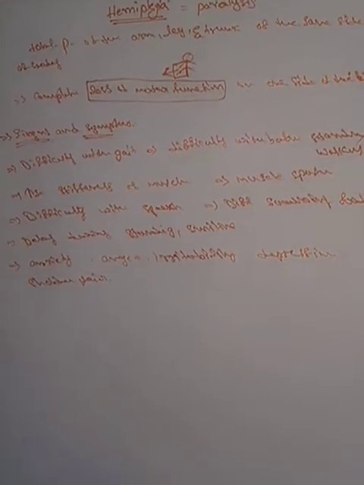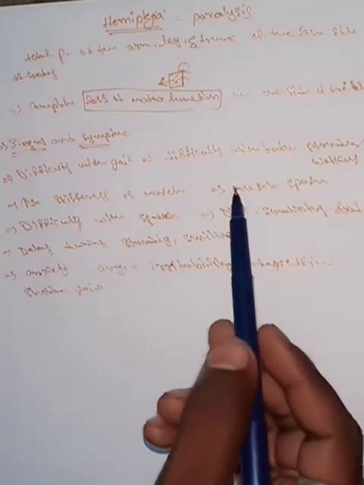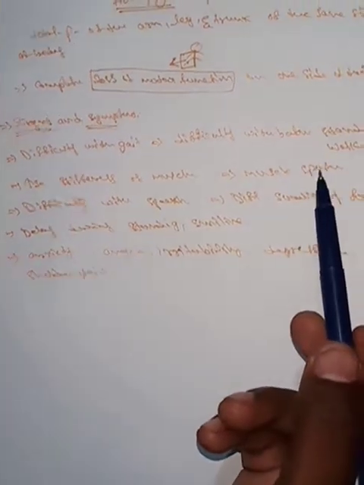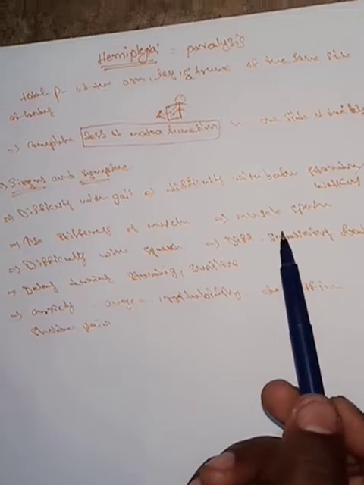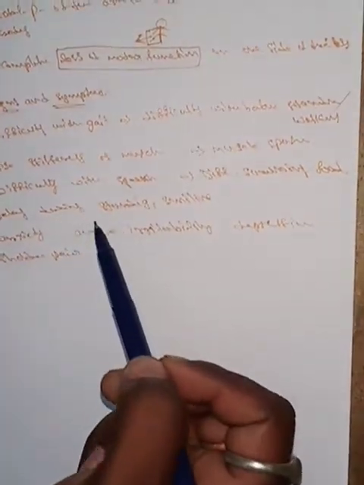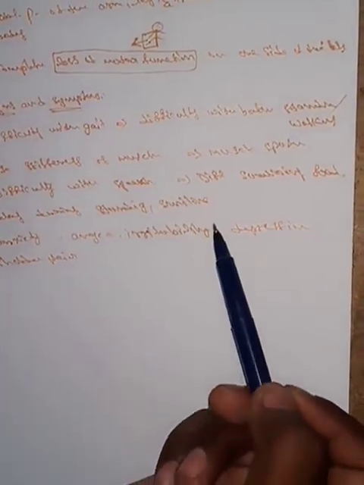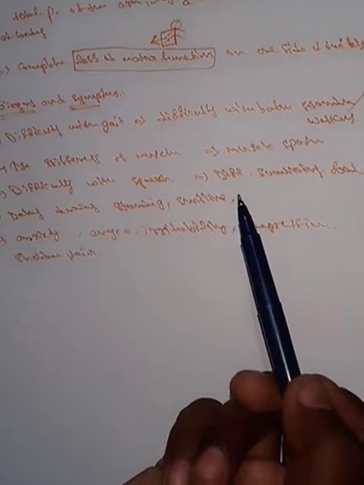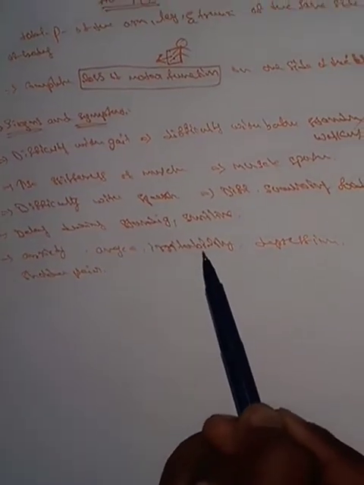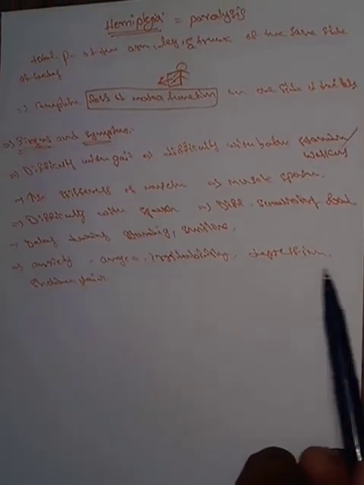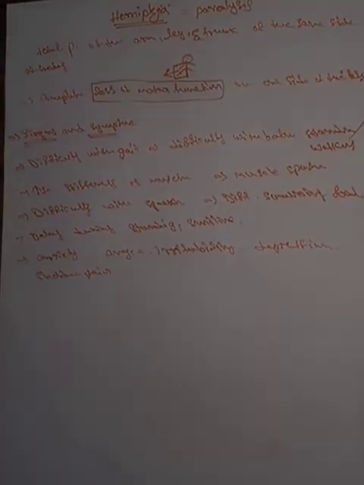So the first one is difficulty with gait and difficulty with balance while standing or walking, then increased stiffness of the muscles, muscle spasm, difficulty with speech and difficulty swallowing food, and delay in smiling and standing. Some conditions are also identified in the body: anxiety, anger, irritability, depression, and shoulder pain are observed in hemiplegia or paralysis patients.